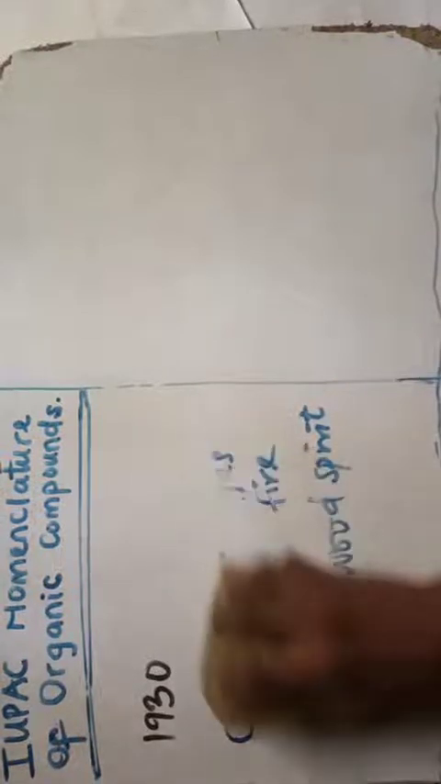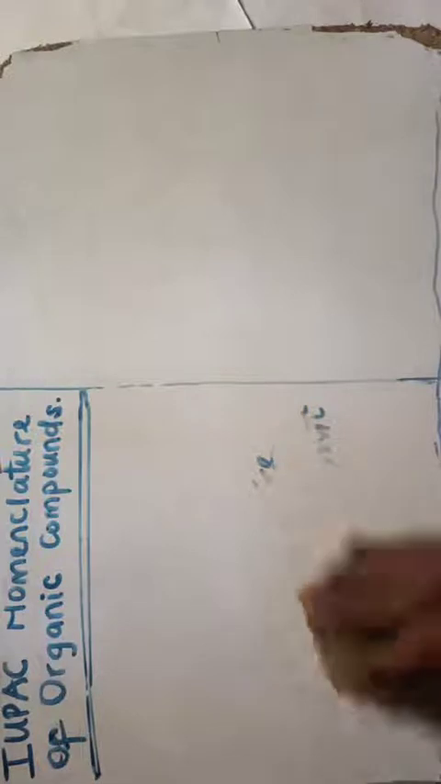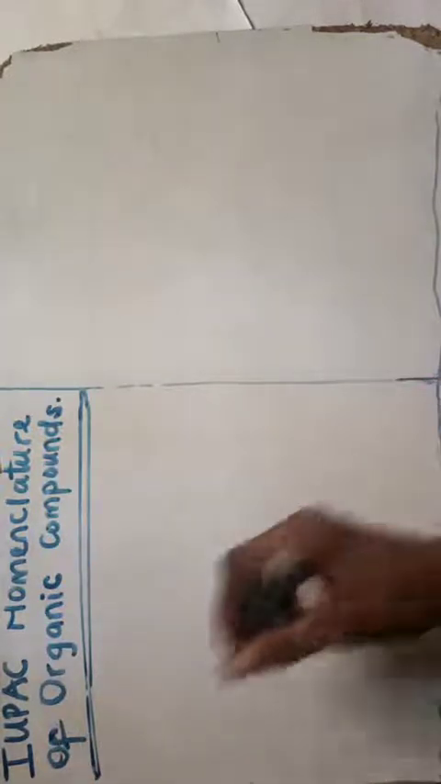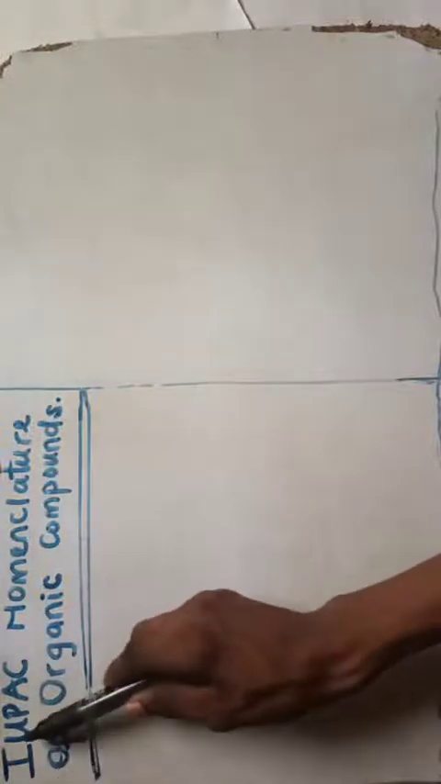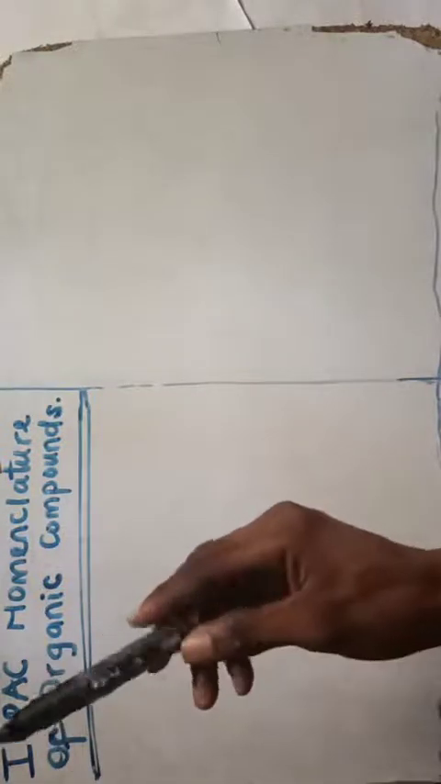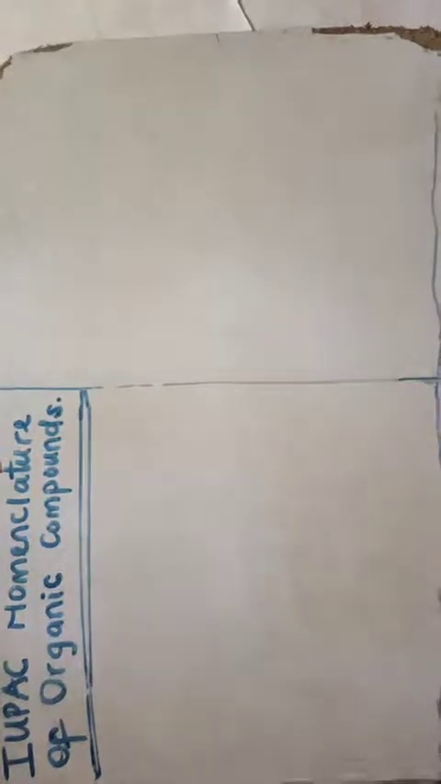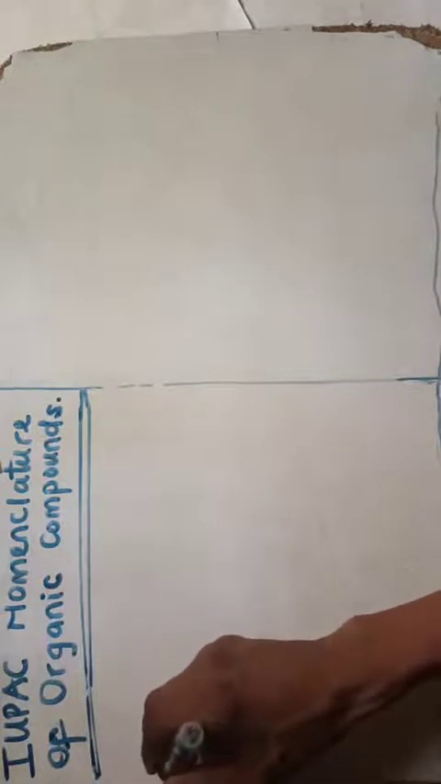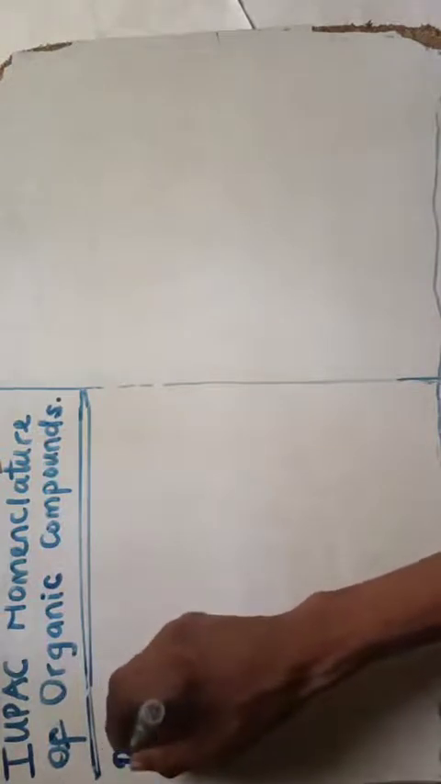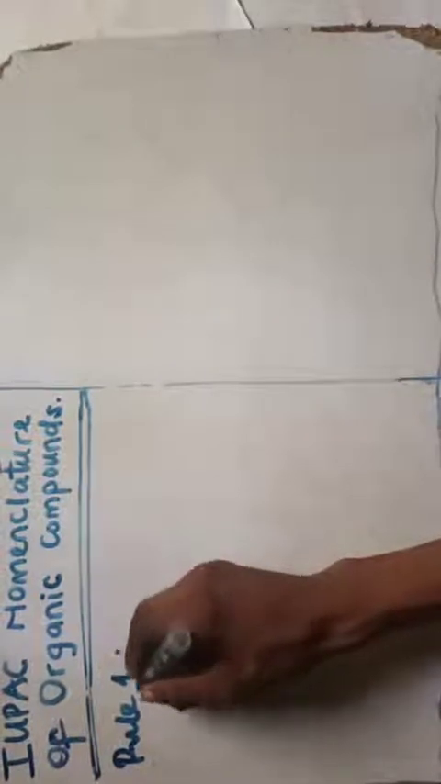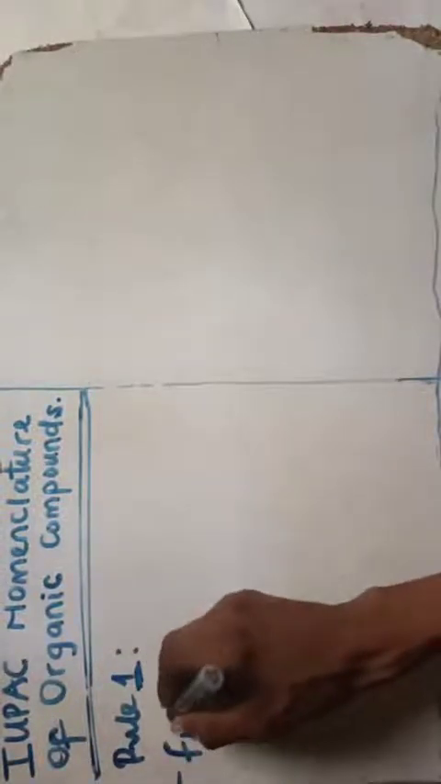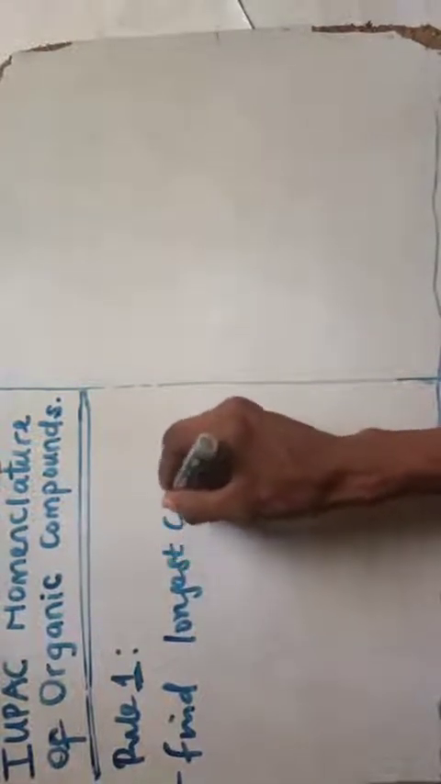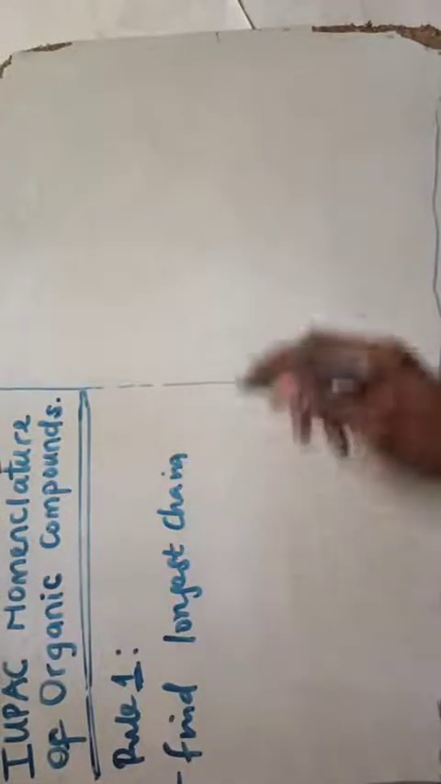Now, the method here will use IUPAC nomenclature. We'll be using the IUPAC system. IUPAC stands for International Union of Pure and Applied Chemistry. There are rules that govern naming compounds. Rule number one is that you find the longest chain. That is rule one.